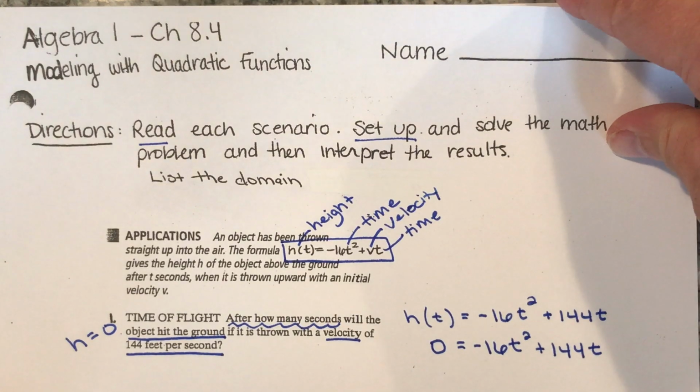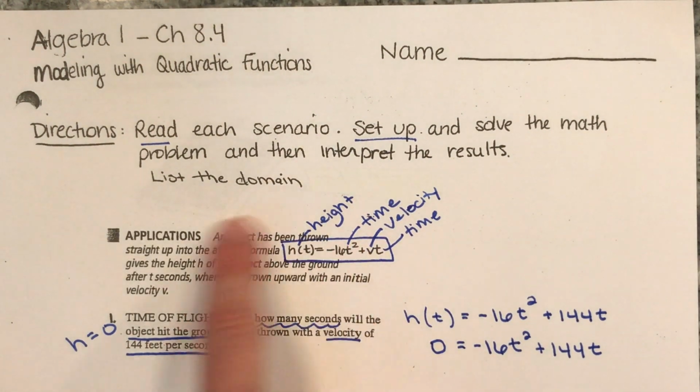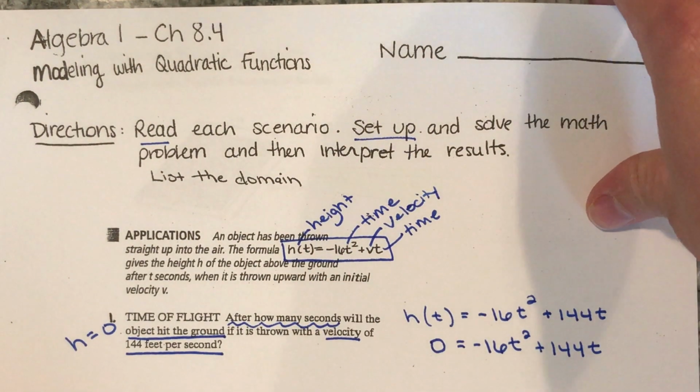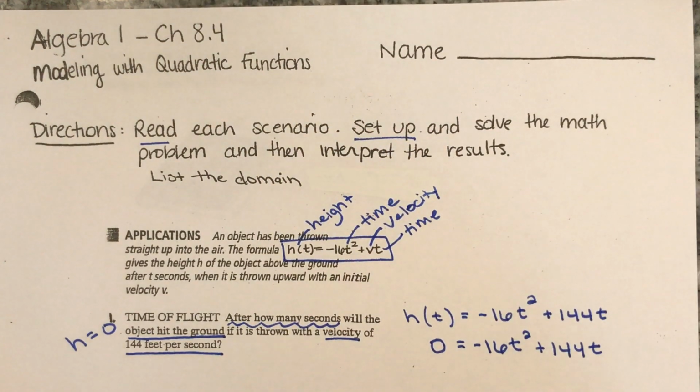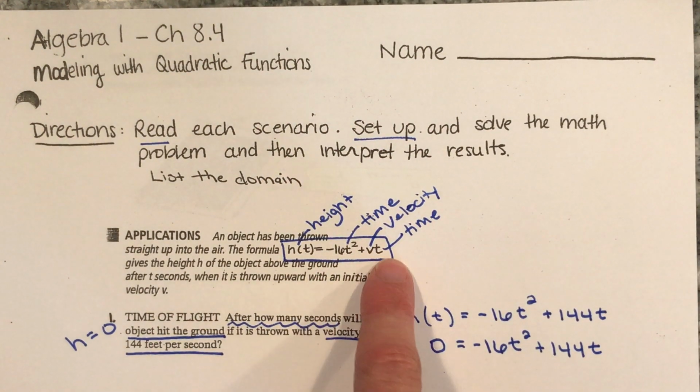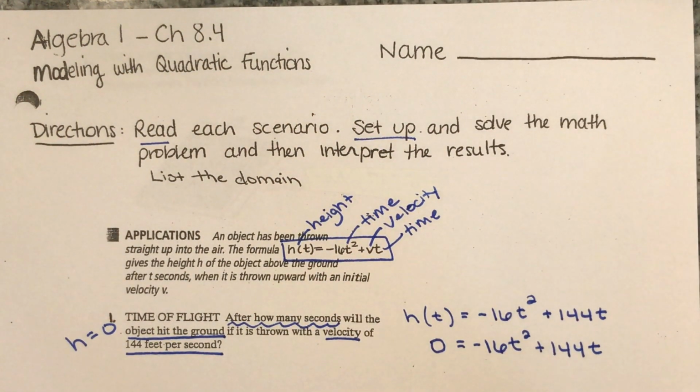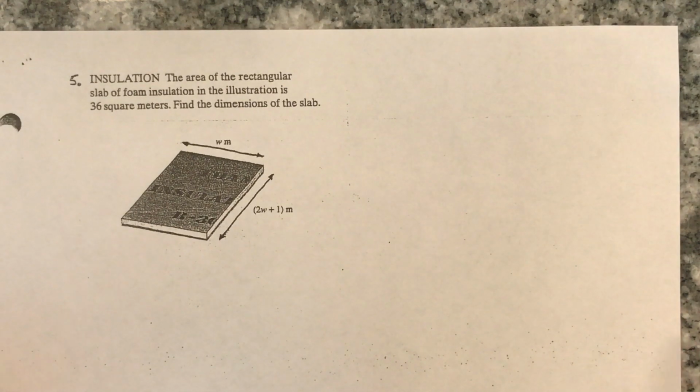I'm going to leave number 2 for you to do. You will use this same setup for number 2. It just changes a little bit of the information, but you're still using that same function. Then 3 and 4 are also for you to do. I'm going to get you started on 5, and then we'll do 6 together.